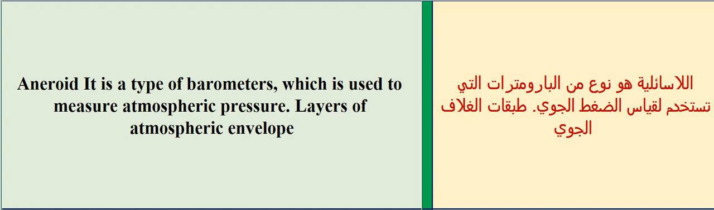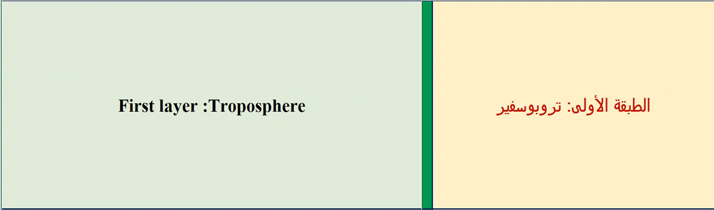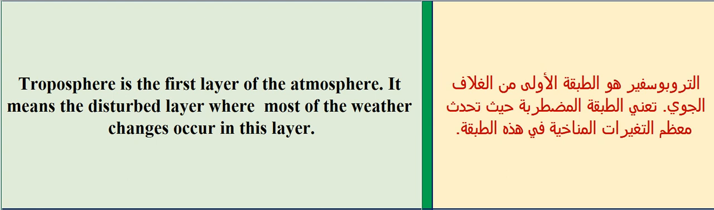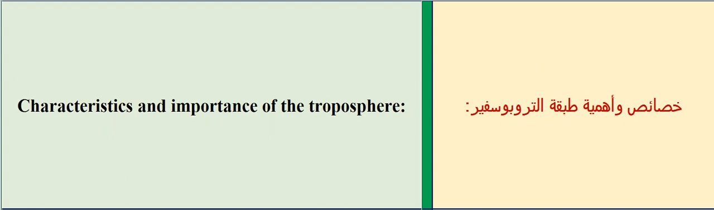Layers of atmospheric envelope. First layer, troposphere. Troposphere is the first layer of the atmosphere. It means the disturbed layer, where most of the weather changes occur. Characteristics and importance of the troposphere.